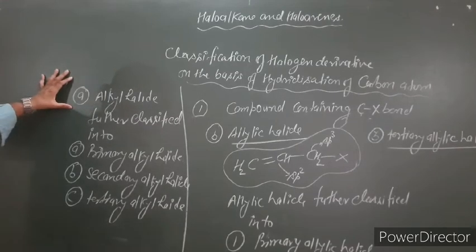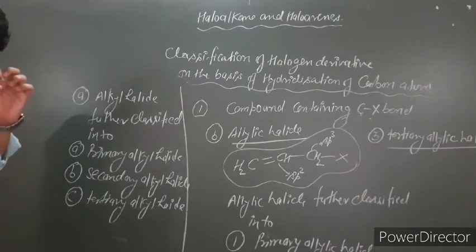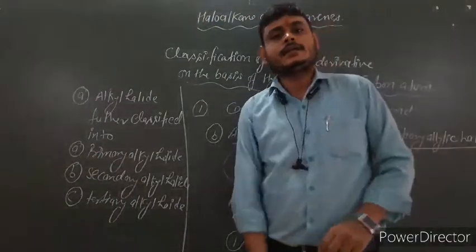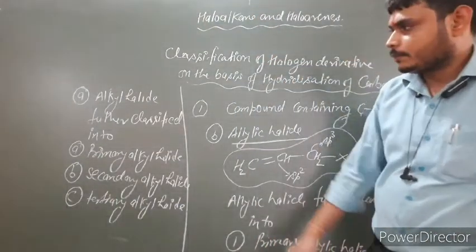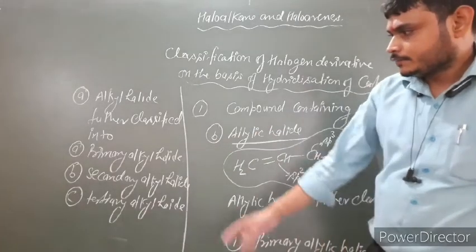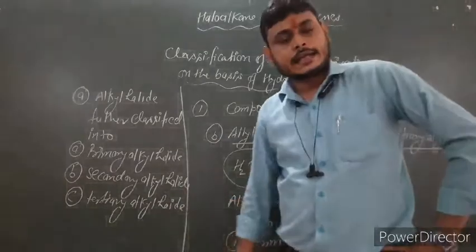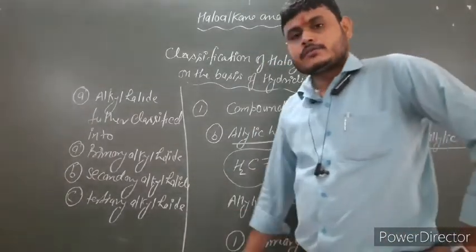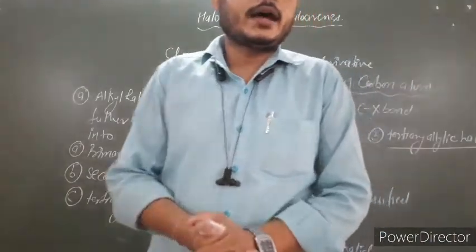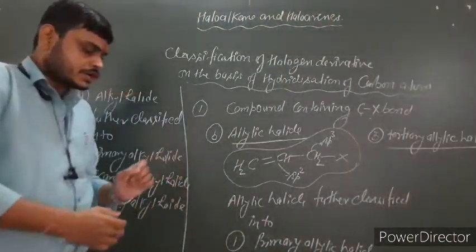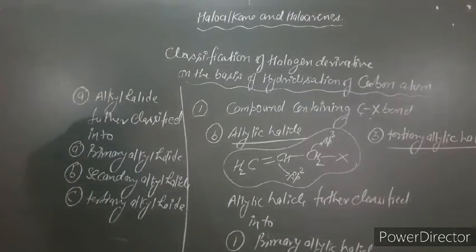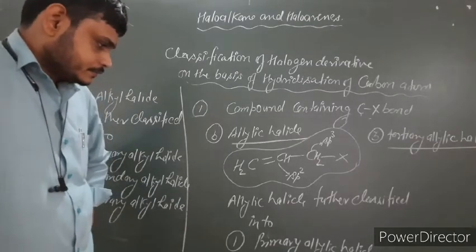Here is the classification of alkyl halide. There are three types. How to define the primary alkyl halide? When the halogen atom is directly attached with the primary carbon, it is called primary alkyl halide. When the halogen atom is directly attached with the secondary carbon, it is called secondary alkyl halide. When the halogen atom is directly attached with the tertiary carbon, it is called tertiary alkyl halide. The same condition is applied on the allylic halide. Clear?